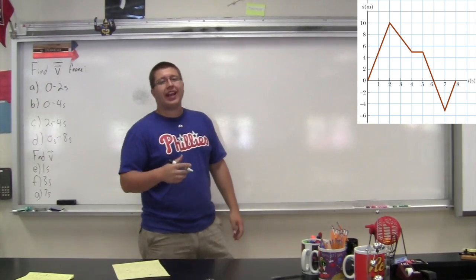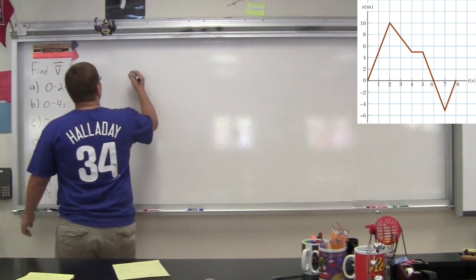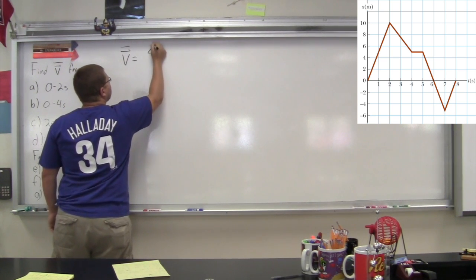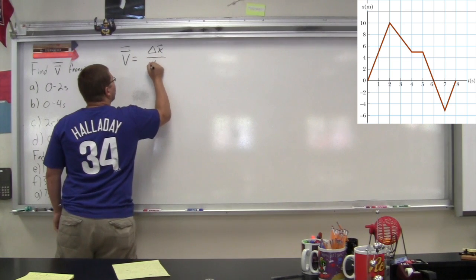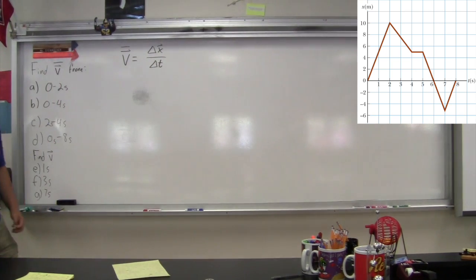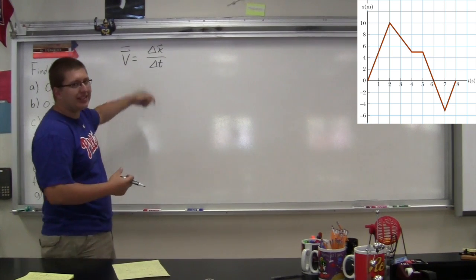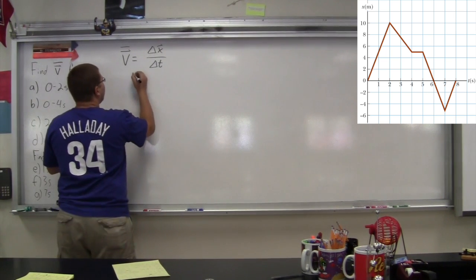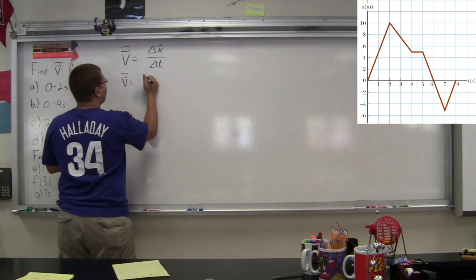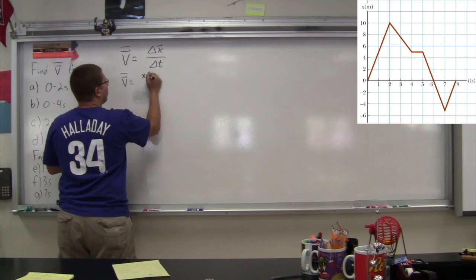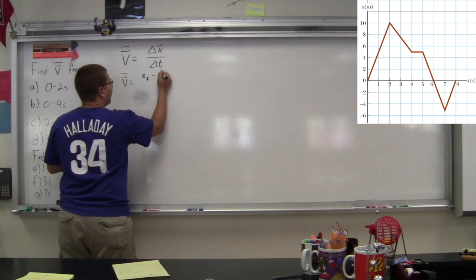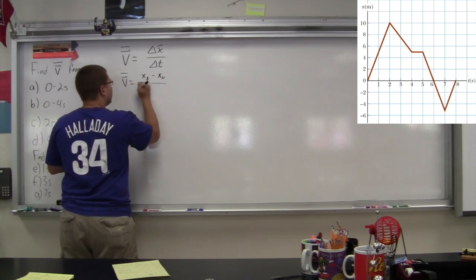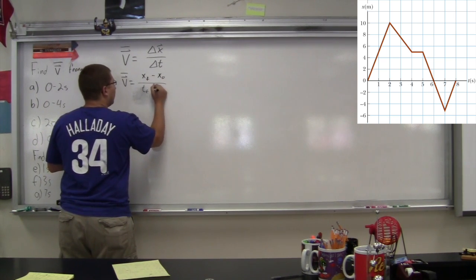All right, anytime we're finding average velocity, we're going to use the equation: average velocity equals displacement over time, or the change in position over the change in time. Another way to write this, and one that will probably be more helpful for us, is the final position minus the initial position over the final time minus the initial time.